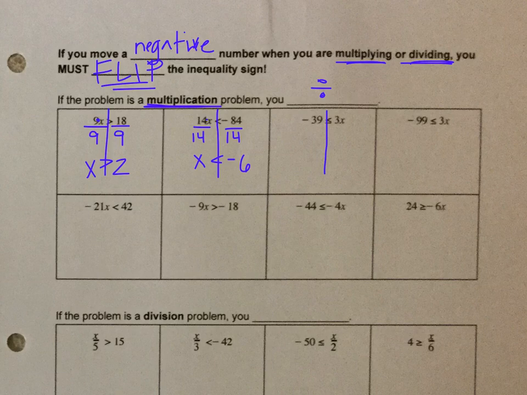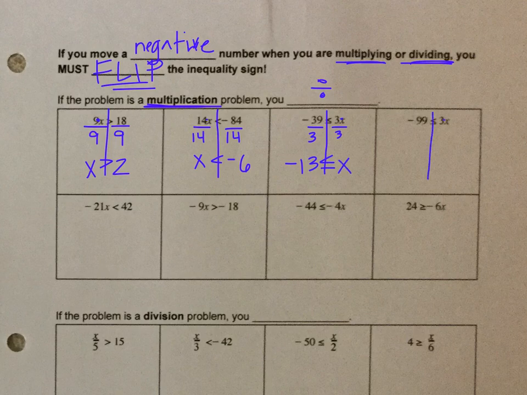All right, this time they're on the wrong side of the equation. They're over here on the right, but that's okay. They're still being multiplied, and I still know that the opposite of multiplication is division. Negative 39 divided by 3, negative 13, less than or equal to x.